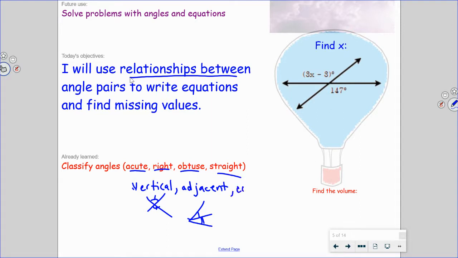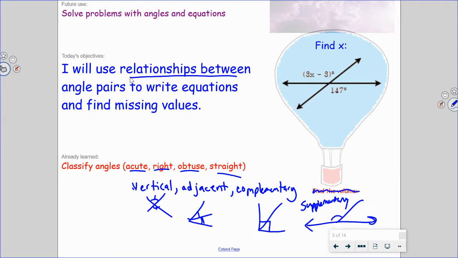Then we learned complementary. Complementary means two angles whose sum is 90 degrees. And the last one we learned was supplementary. Supplementary are when two angles add up to be 180. So we're going to use all those skills in creating equations and finding missing values.